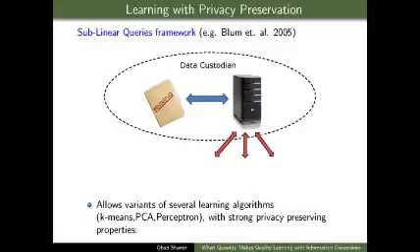Okay, so one important framework to learn with privacy preservation is the so-called sublinear queries framework. The idea here is that the data custodian, who has the sensitive data, sets up a server, and people can submit queries to this server. The queries are in the form of a function, and what the server does is take this function, apply it on all objects, on all examples in the data, sum the result, and return that as an answer, maybe with a little bit of noise added.